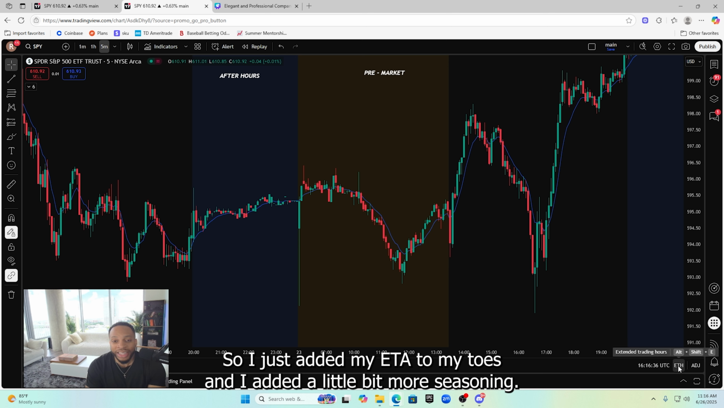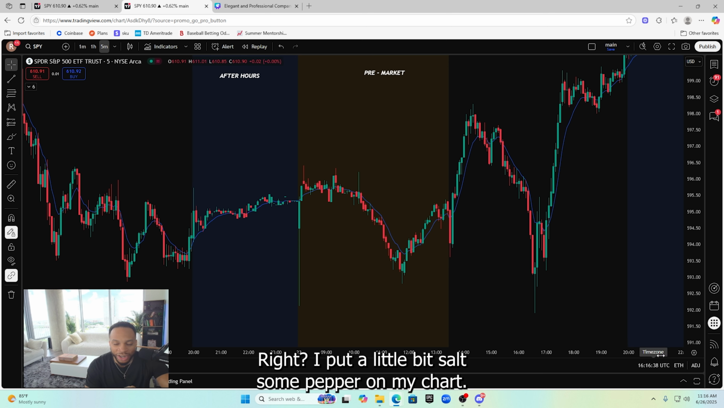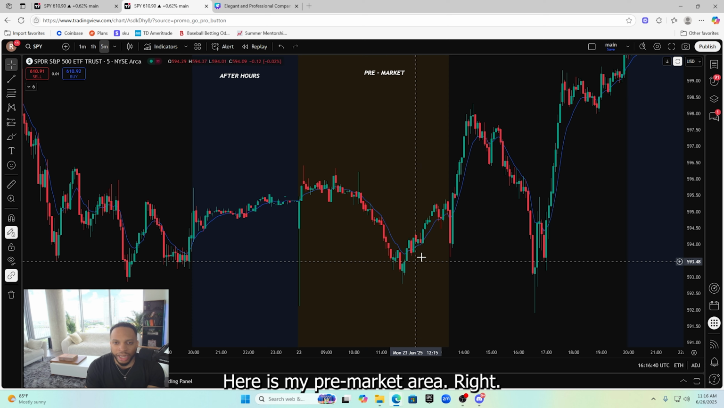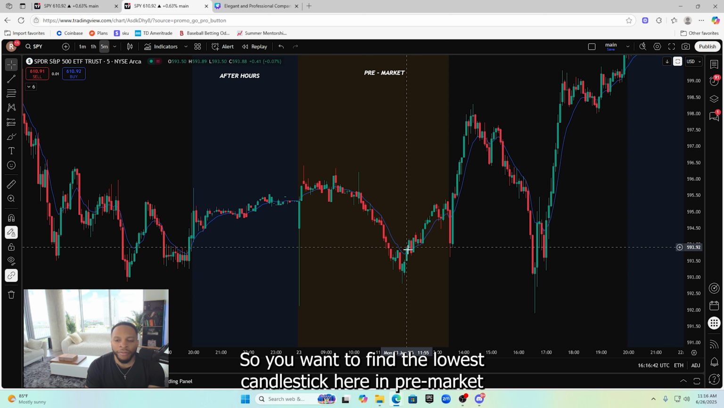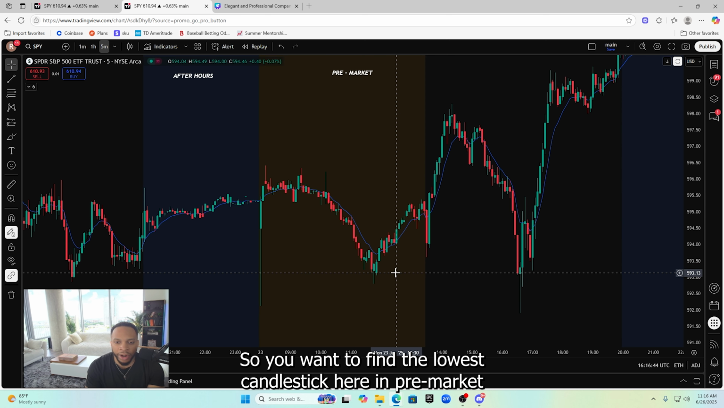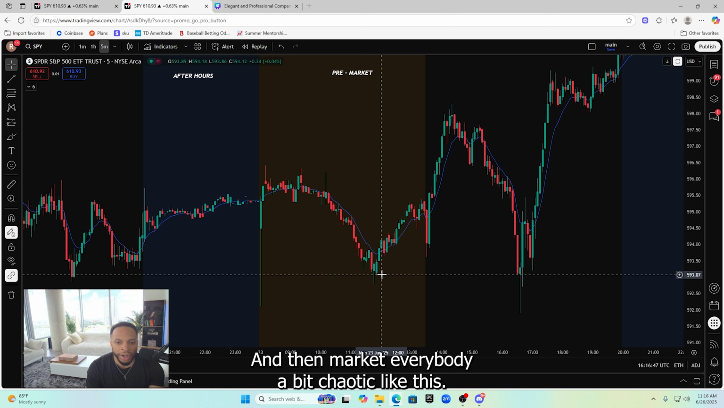So now I added a little bit more seasoning, right? I put a little bit of salt and pepper on my chart. Well, check it out. This right here is my pre-market area, right? So you want to find the lowest candlestick here in pre-market, which is sitting right here, and then mark it at the body of the candlestick like this.